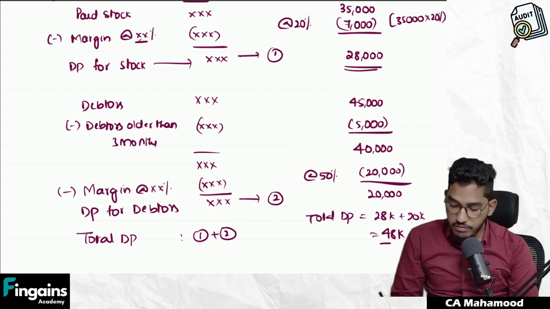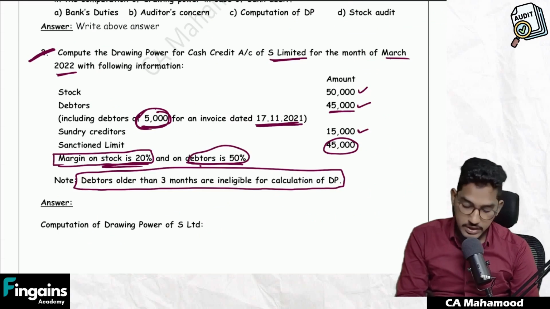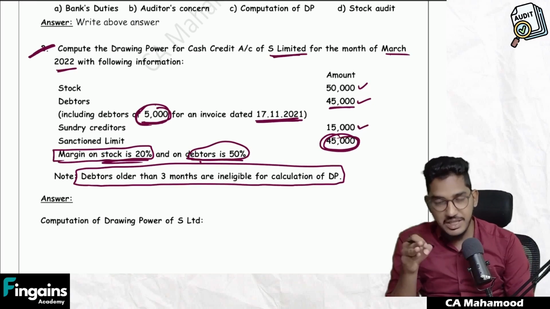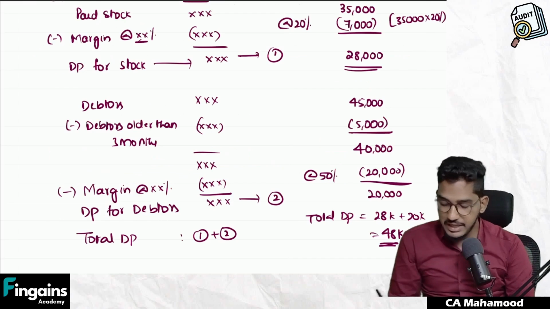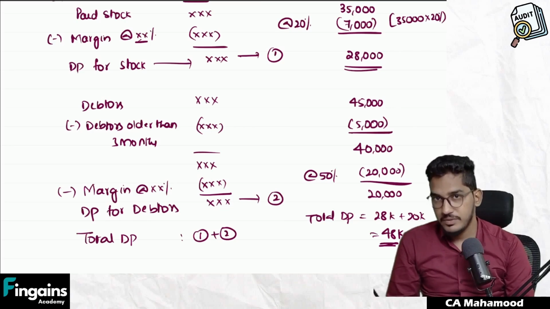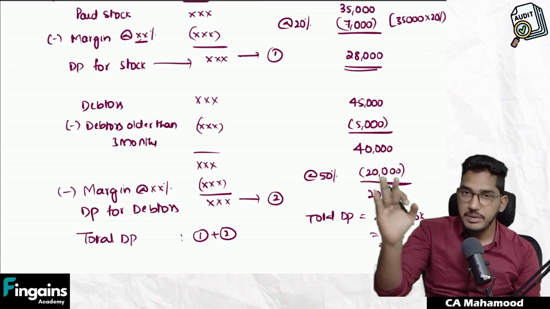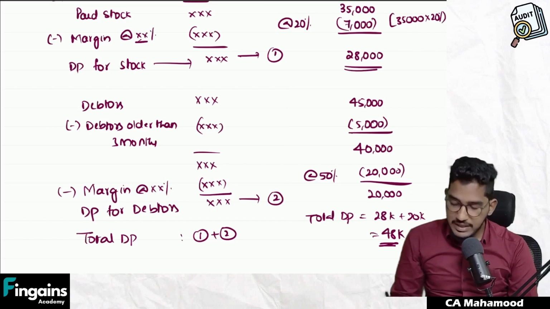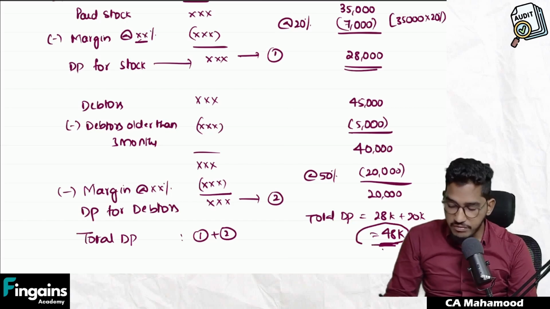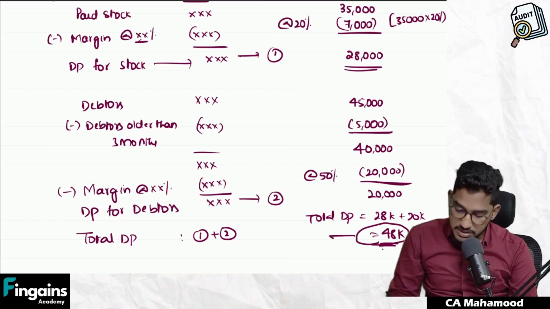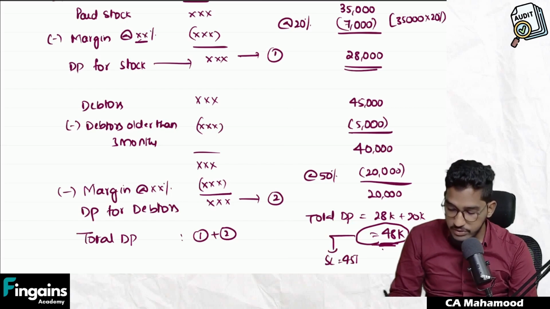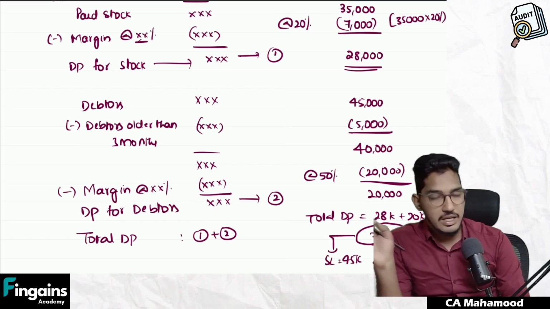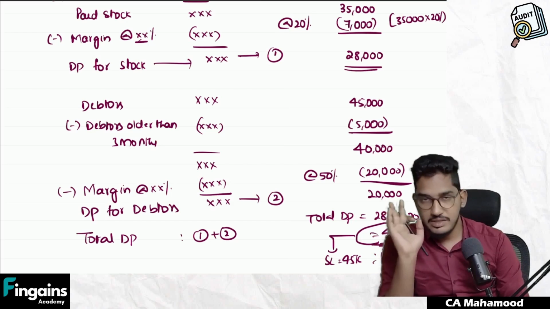By doing calculation, we got drawing power as 48,000. But in the question they have told sanction limit is only how much? 45,000. Sanction limit is 45,000. But if you do the calculation, you got the drawing power as 48,000. Can the drawing power go beyond the sanction limit? That cannot happen. Drawing power should never go beyond sanction limit. So in the given case, even though by doing our calculation, we got the drawing power as 48,000, but still sanction limit is only 45,000. So in the given case, drawing power also will be 45,000. In any case, drawing power can't go beyond the sanction limit.